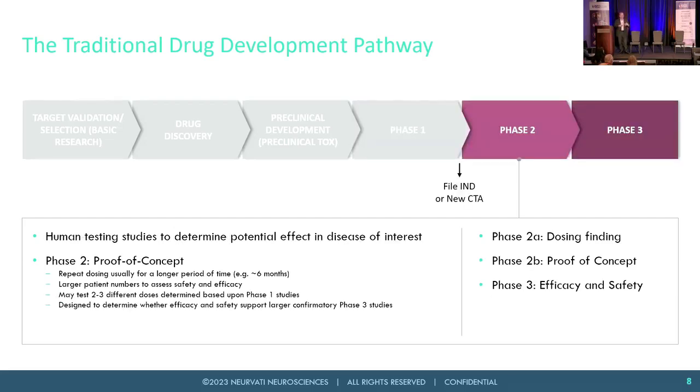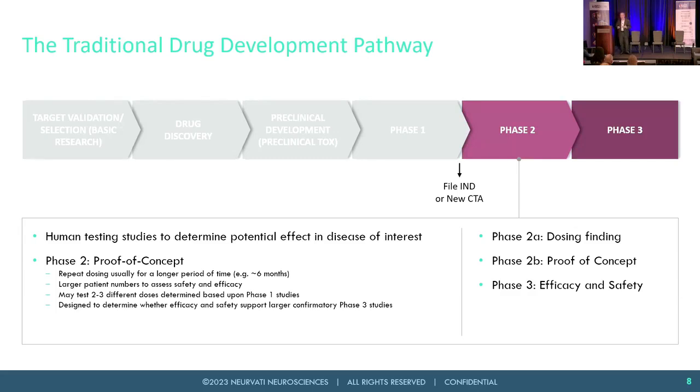Then you get into phase 2, which is really the first time you're trying to see, does the drug have a potential effect in a disease area? And that's called proof of concept. Often you do repeat doses. You always have larger patient numbers because you're trying to figure out, when you give it to a few more patients, is it safe? In those more patients, are you able to start seeing your predicted biological effect? Because this is where you're really going to make a decision. Are we going to go to the next phase and try to get this drug approved?